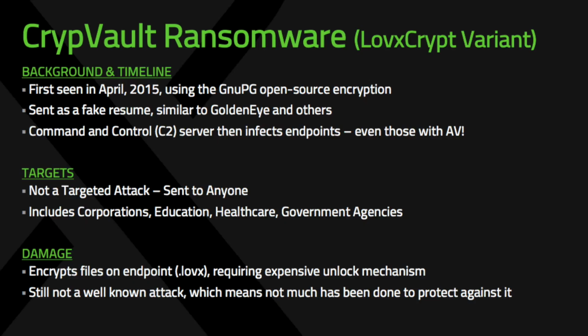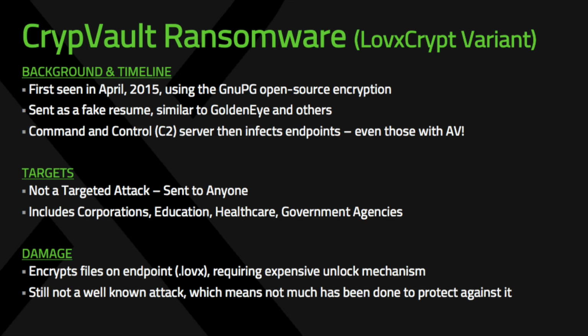Today, we're going to look at the CrypVault ransomware. This originally appeared in early 2015 using an open source encryption mechanism, sent as a fake resume similar to GoldenEye and others. This encrypts files on the endpoint, requiring an expensive unlock mechanism, and it's really not a well-known attack, which means that not much has been done or can be done to protect against it.